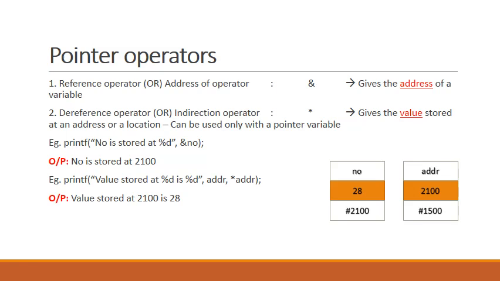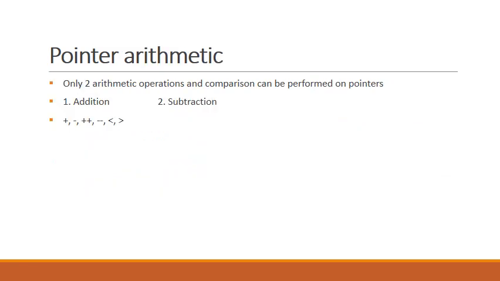So ampersand will give you the address, asterisk will give you the value. Ampersand NO will give you the address 2100. Star ADDR will give you the value at that address, that is nothing but 28.